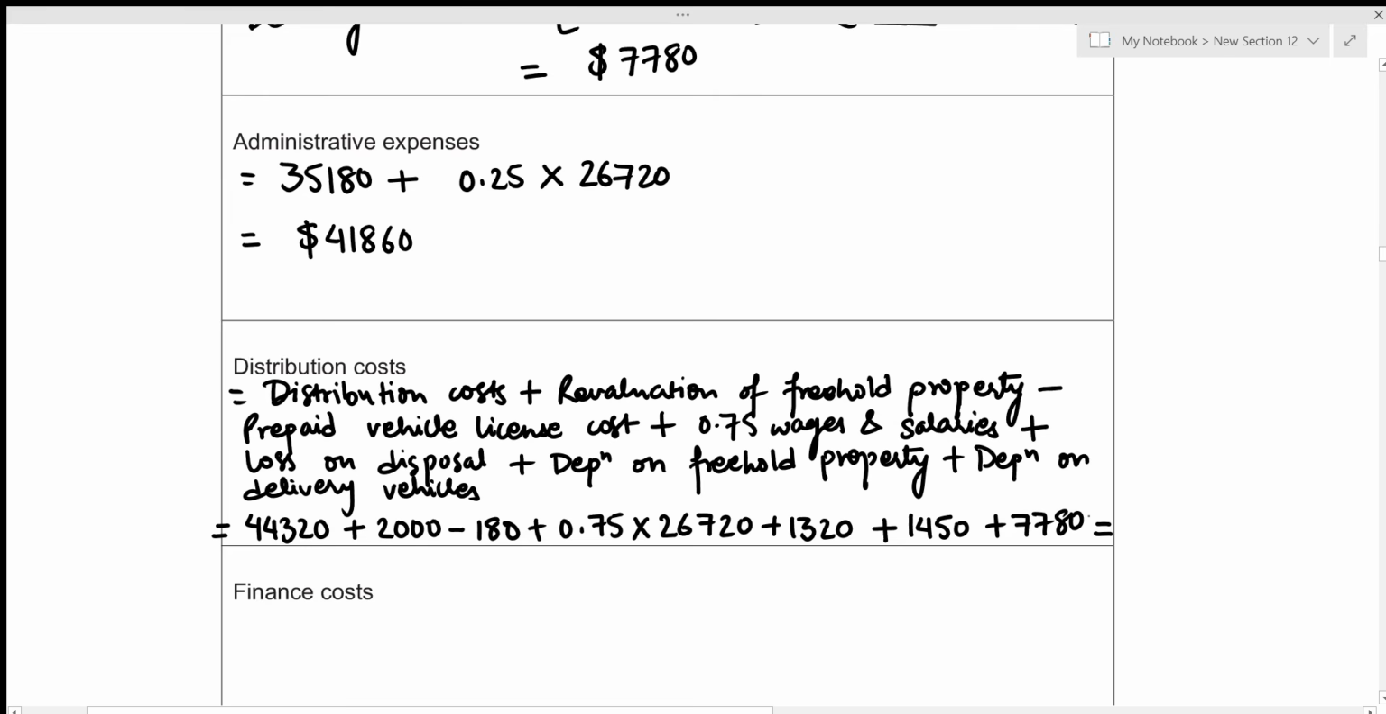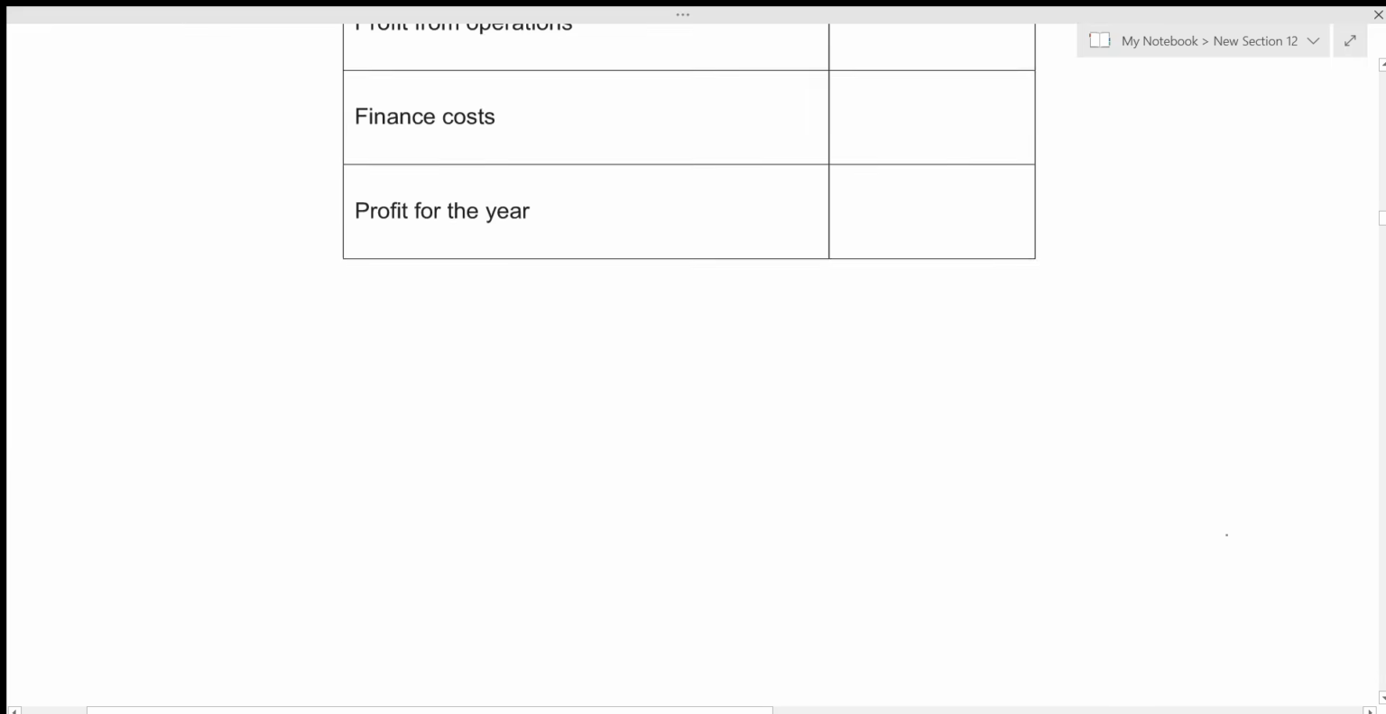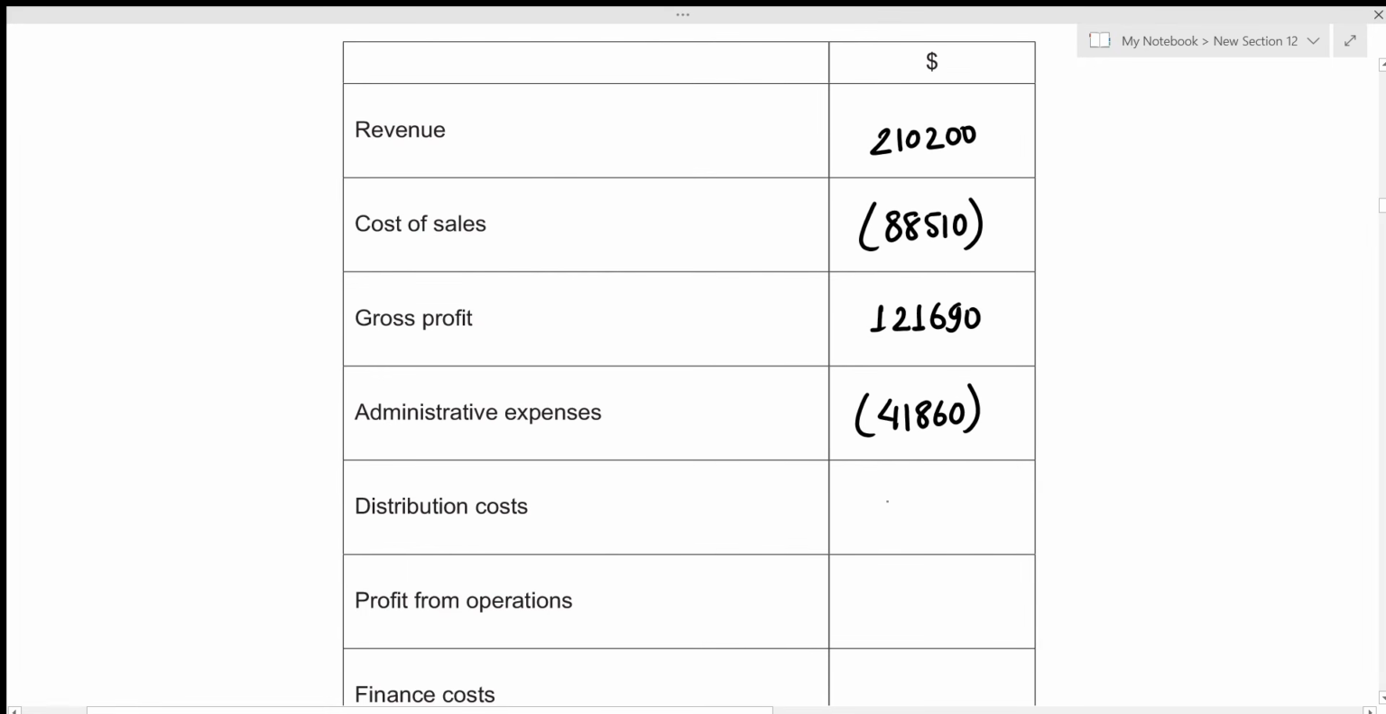So the total distribution cost is 44,320 plus 2,000 minus 180 plus 0.75 into 26,720 plus 1,320 plus 1,450 plus 7,780, which gives the total of 76,730. So this is the value of the distribution cost that should be included in our income statement. Let's do that. Again, we write it in a bracket because we need to subtract this.